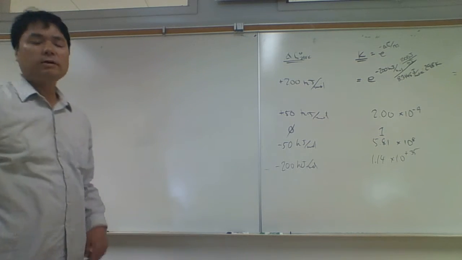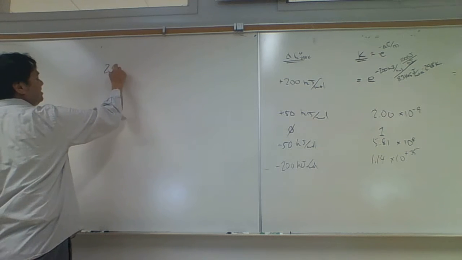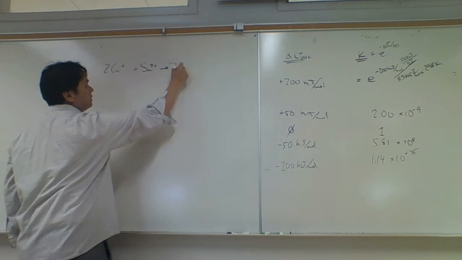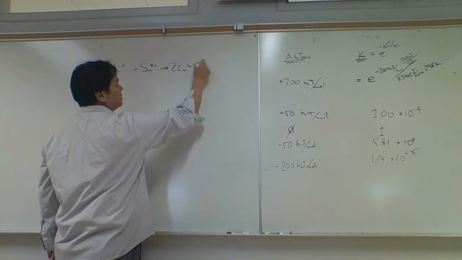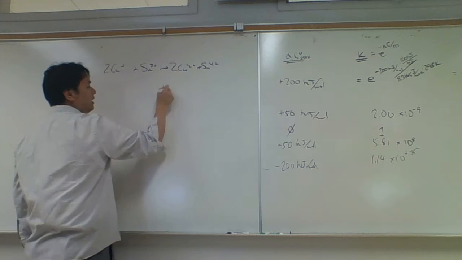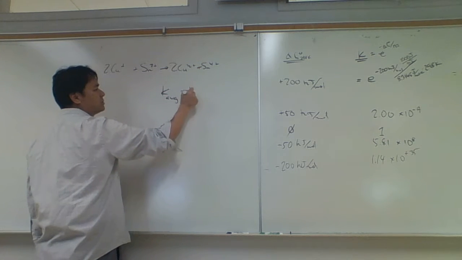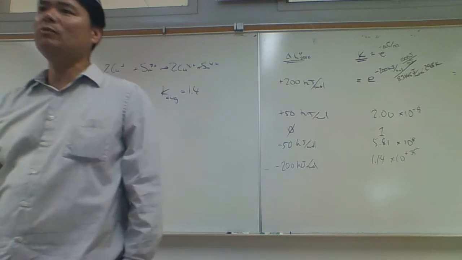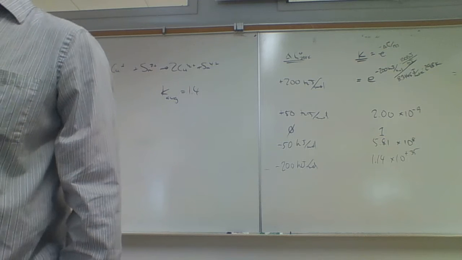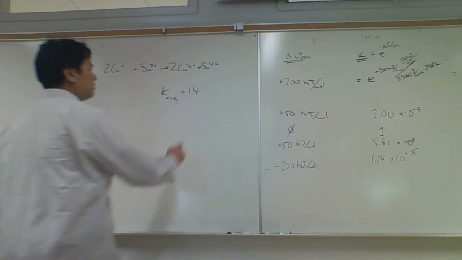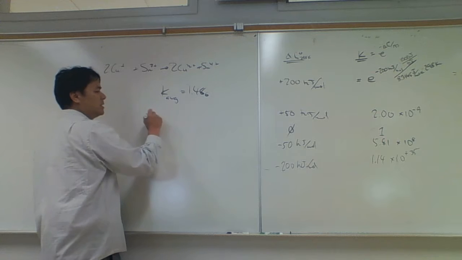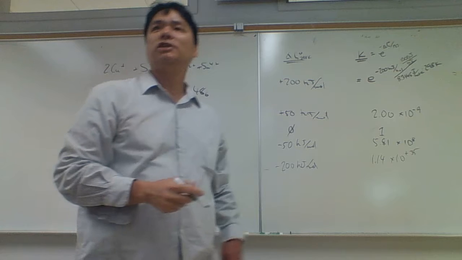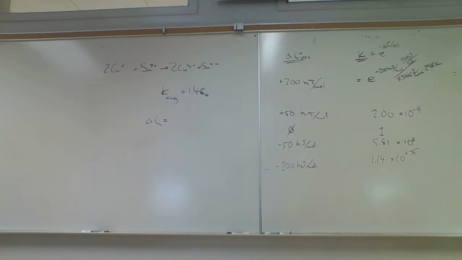All right, so what was the reaction we did yesterday? The reaction we did yesterday was 2 Cu+ plus Sn2+ goes to 2 Cu2+ plus Sn4+. And we came up with the K average, which is going to be the best because we don't know which experiment was the most accurate: experiment 1, experiment 2, or experiment 3. So we take the average, 1.486, which gives us a delta G value equal to what? What was the delta G value for the reaction we looked at yesterday?